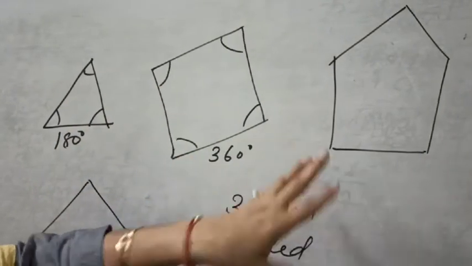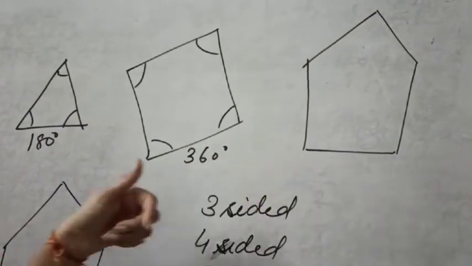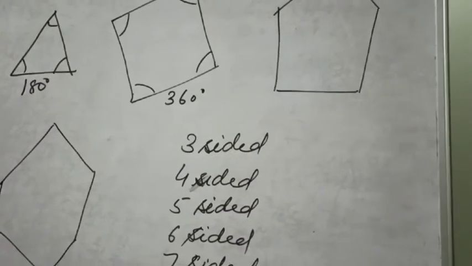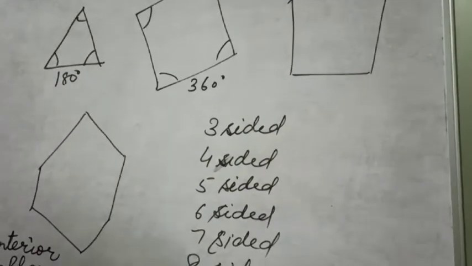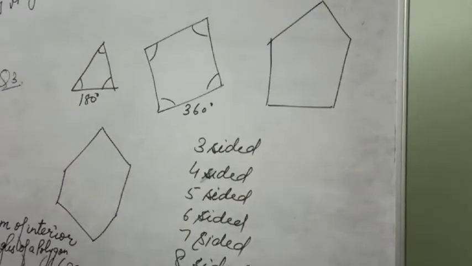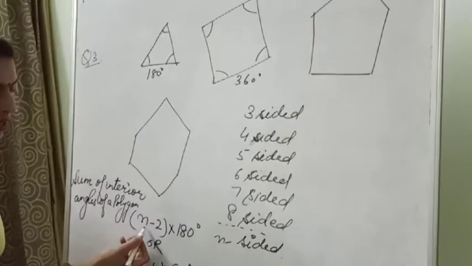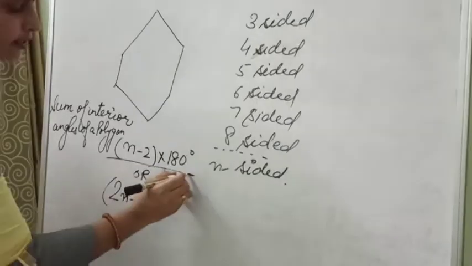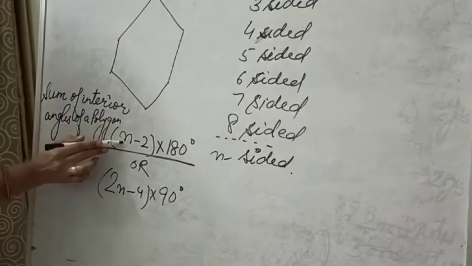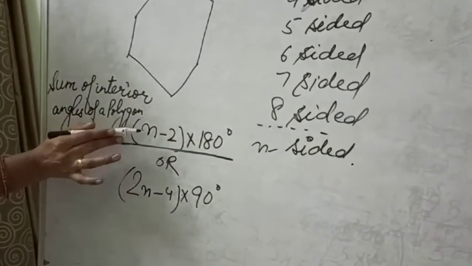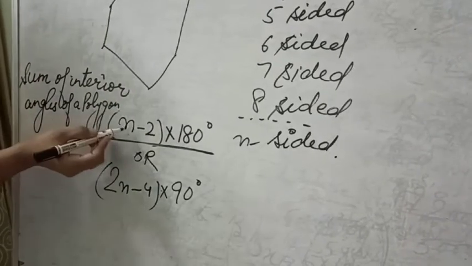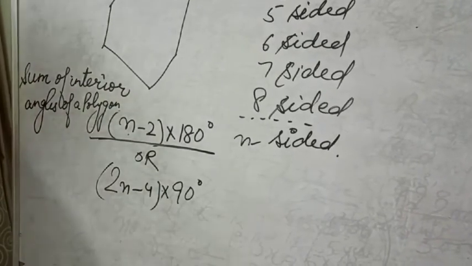Now what about other polygons? It can be 5-sided, it can be 6-sided, it can be 7-sided or an n-sided polygon. So what will be their measure? That is the sum of the interior angles. So for that we have a formula, n minus 2 into 180 degrees. What is n? N is the number of sides of this polygon. N is always the number of sides of the polygon.